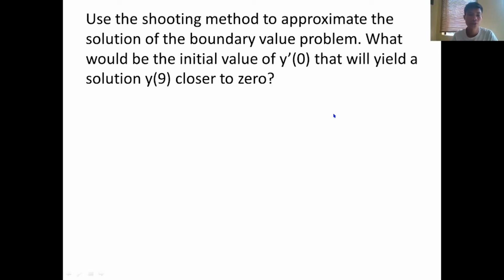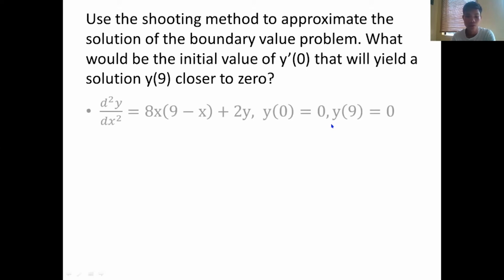So our problem here in shooting method, use the shooting method to approximate the solution of the boundary value problem. What would be the initial value of y prime of 0 that will yield the solution y of 9 closer to 0? So we are given the ODE, which is d squared y over dx squared is equals to 8x, the quantity of 9 minus x plus 2y, which is given the boundary y of 0 is equals to 0, y of 9 is equals to 0.